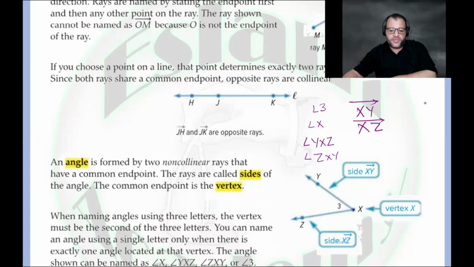What is the name of the vertex for this one? X. So the vertex is a point, so I need just one point. A ray is a side or a line, so I need two points. Any line must be defined by two points that lie on this line. Okay?